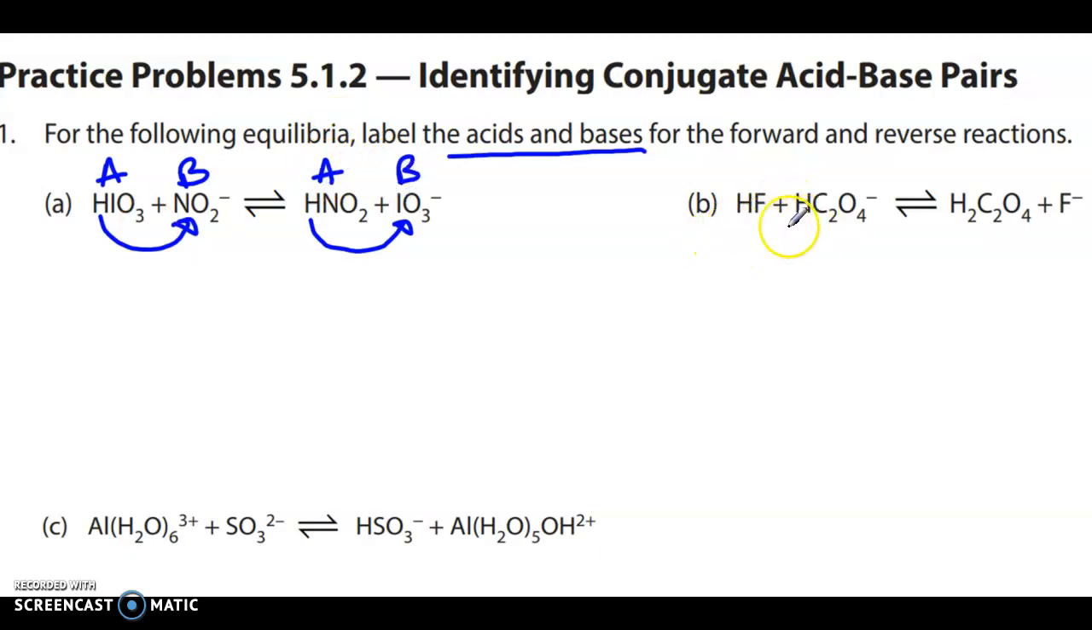For part B, and pause at any time, give them a try, and then continue watching the video so you can see how you did. But here we have HF, which is an acid, right? That's hydrofluoric acid. So the hydrogen is going to move on to our HC2O4 -1. You can see it on the product side, what's going on here as well, right? So this is our acid, this is our base, this is our acid, this is our base.